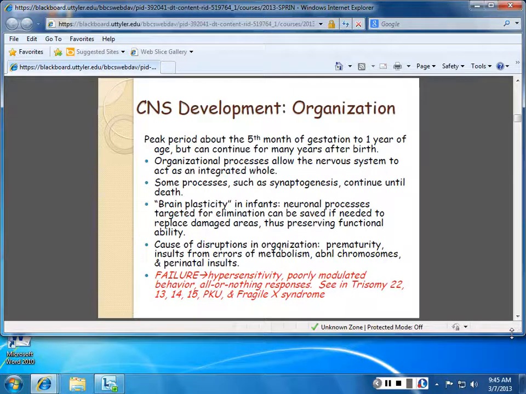Causes of disruption in organization are prematurity, insults from errors of metabolism, abnormal chromosomes, and perinatal insults. If you have failure in this stage, you have an infant or a child who's extremely hypersensitive, with poorly modulated behavior. They have all or nothing responses. You see this in the trisomies, Down syndrome, trisomy 13, 14, 15. You see it in PKU and especially in Fragile X. When I think of disorders of organization, I think of Fragile X because they tend to have an all or nothing response.